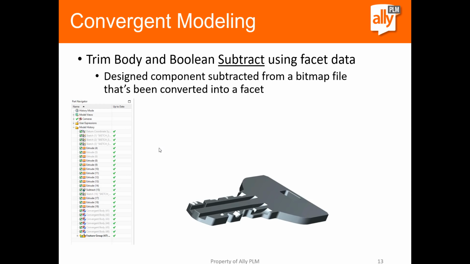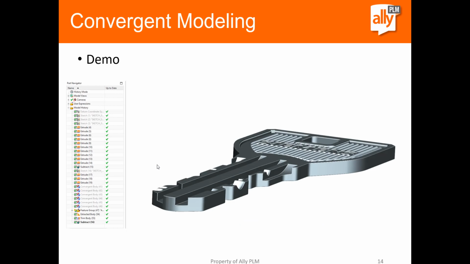So the next Boolean subtract example we're going to look at uses the design component and a bitmap file that's been converted into a facet. We will then use the Boolean subtract to output complex geometry. So here you'll notice that there has been a key grip section that has been created, and also when subtracting with the bitmap file, you'll notice this outputs complex geometry. So now let's go ahead and take a look at NX.